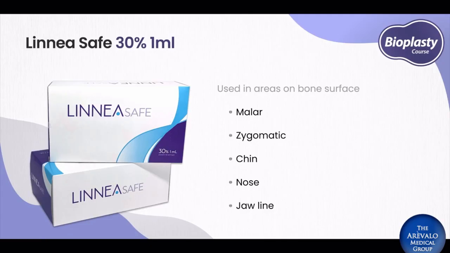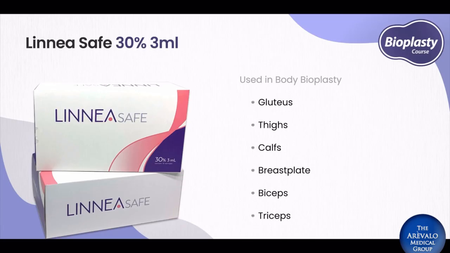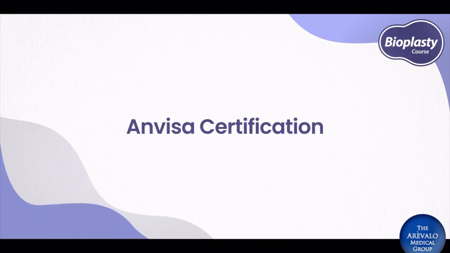LineaSafe 30% 1 ml is used in areas on the bone surface, such as the cheekbones, zygomatics, chin, nose, and jawline. And finally, LineaSafe 30% 3 ml is the product used in body bioplasty, on the gluteus, thighs, calves, chest, biceps, and triceps. The PMMA LineaSafe has Anvisa certification.